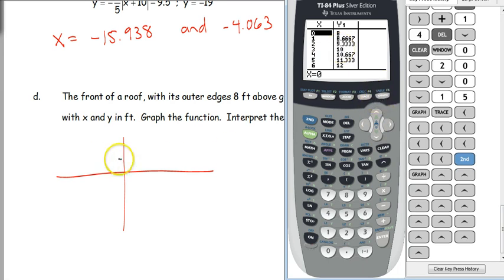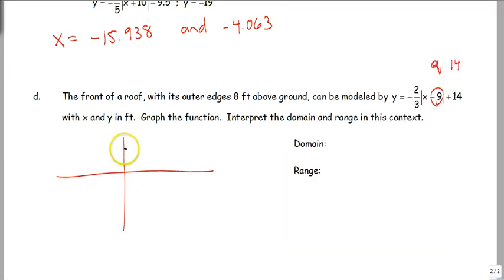So I'm going to go here and say, all right, this is 0, 8. My vertex is at 9, 14, which means that it went 9 units this way, which means it has to go here another 9 units in the x direction, and then it goes back down to 8, and now it looks like the top of a roof. So my domain here is not all real numbers because we're talking about a real thing here.